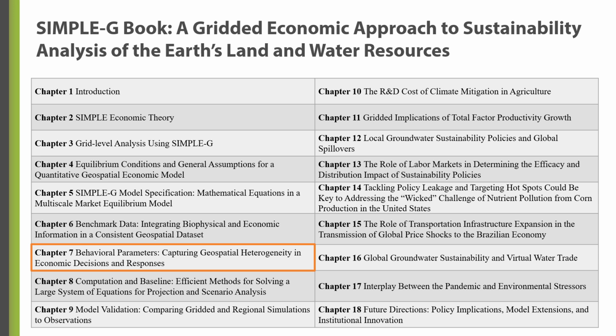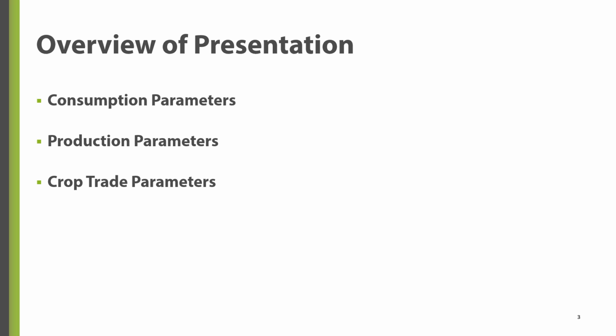This chapter follows on from the three prior, which laid out the mathematical representation of the Simple G model, as well as the underlying data representing these regional economies. We'll start by taking a look at consumption parameters. We'll then move on to the production side of the model, and we'll wrap up by exploring the trade parameters.